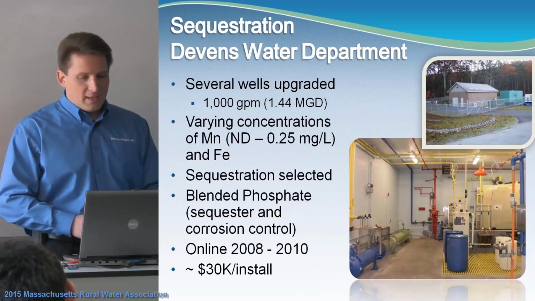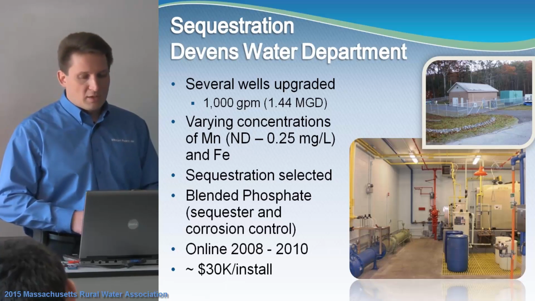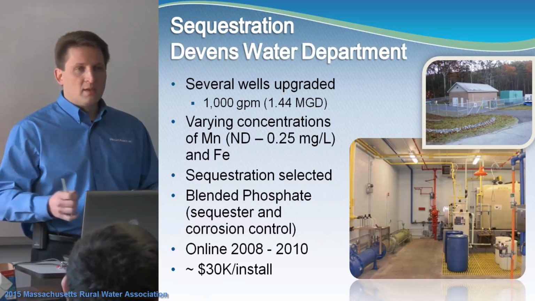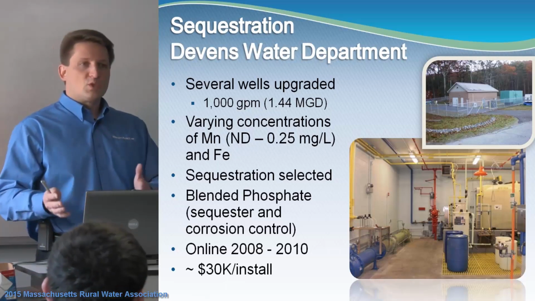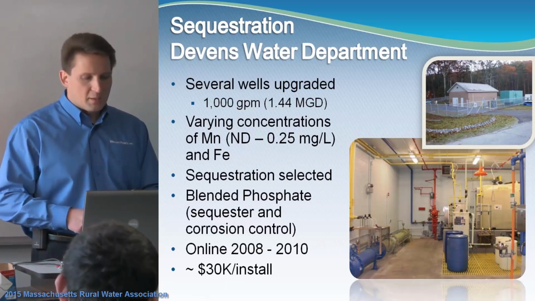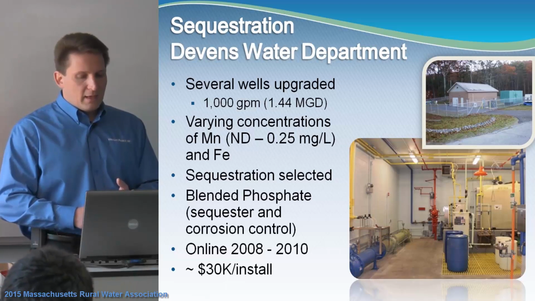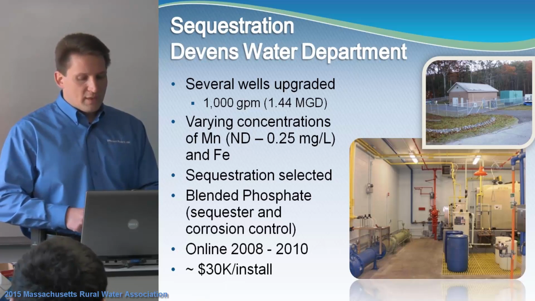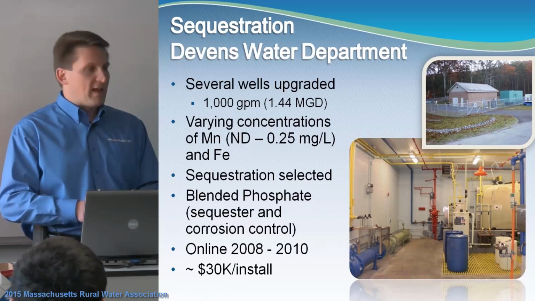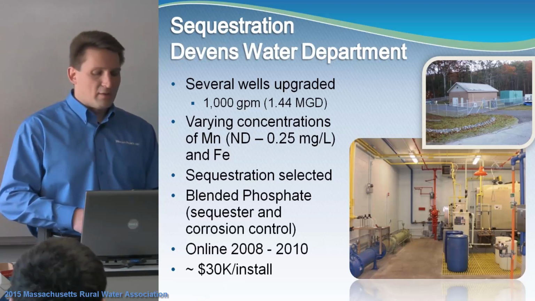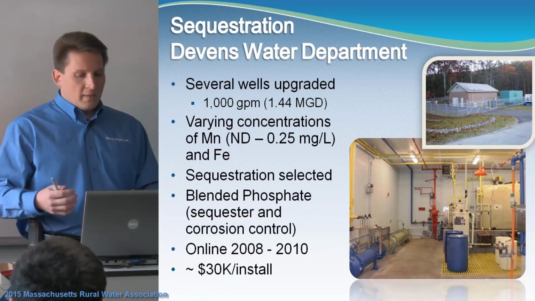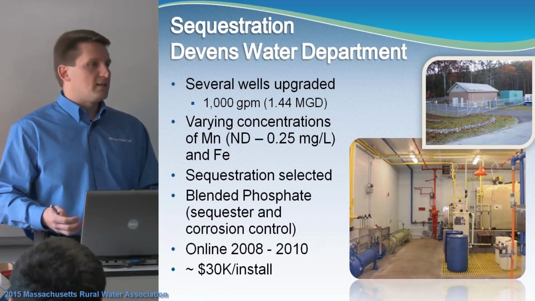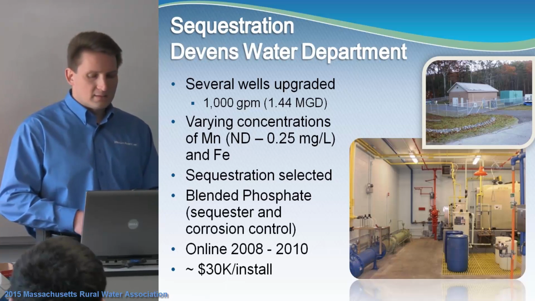Here we actually have an example of sequestration, and it was a project, or several projects, that I worked on with the Devens Water Department in Massachusetts. It was actually the old Fort Devens facility, which had been transferred over and made into a community. They had significant companies and growth that was anticipated back in the late 2000s. So we were hired to evaluate the system and do some upgrades to allow them to provide the water that was required. There are several wells in the system, and some of them were upgraded to additional capacity, as well as with modernized chemical feed facilities.